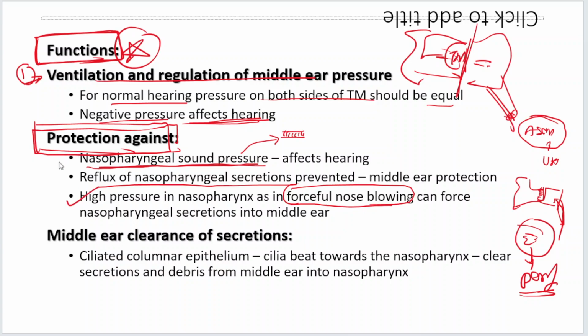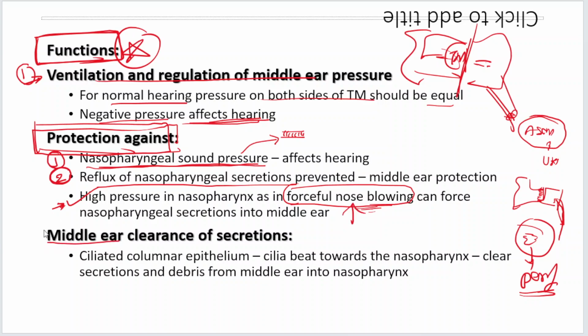So it is protection against your own voice, that is nasopharyngeal sound pressure. It is preventing reflux of nasopharyngeal secretions from the nasopharynx into the middle ear, as in upper respiratory tract infection. And sometimes because of high pressure, we advise the patient not to forcefully blow the nose. You can close one nostril and blow the other nostril, and then close the other nostril and blow the first one. That's how you can clear any nasal secretions if you want to. But forceful nose blowing is to be avoided.